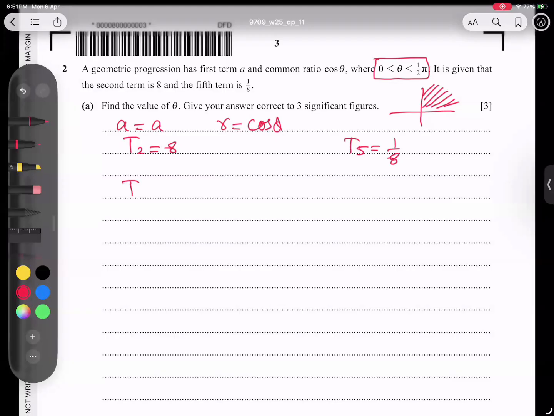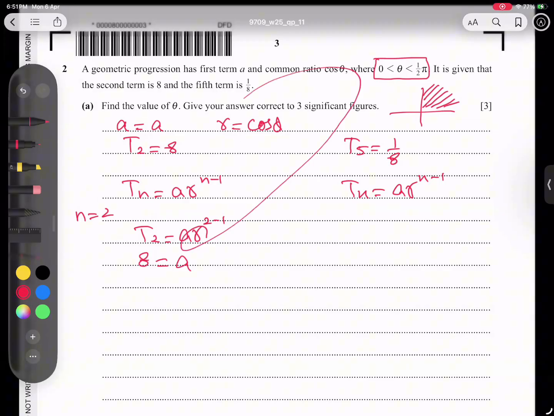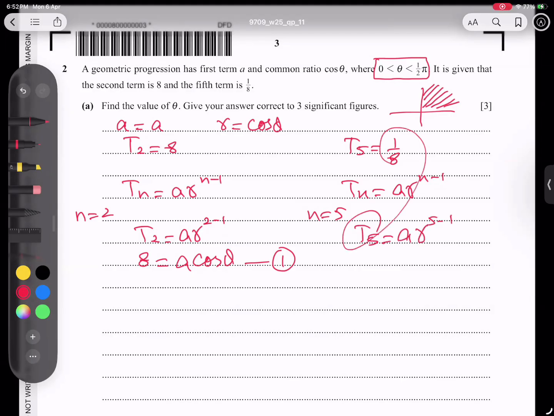So I'm applying the GP formula 2 times. A r to power n minus 1 and here same A r to power n minus 1. I can see this 2 mentioned, so that is why I've replaced every n by 2. A r to power 1, and replace T2 by 8. A is A and r is the common ratio cos theta. So this is equation number 1. Now what about this? I'm plugging 5. When I place 5, I get T5 equals A and r to the power 5 minus 1. So T5 is 1 by 8.